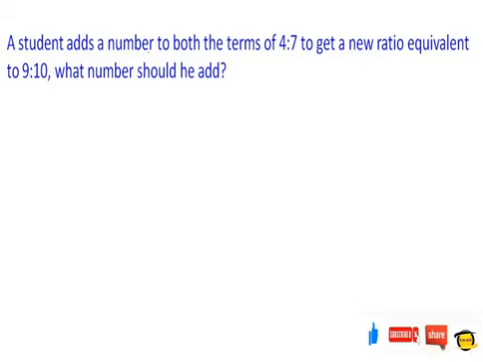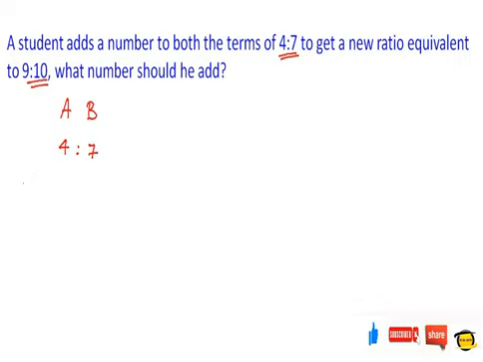A student adds a number to both the terms of the ratio 4:7 to get a new ratio equivalent to 9:10. What number should he add? So let's assume that the two numbers are A and B and the ratio is given as 4:7.